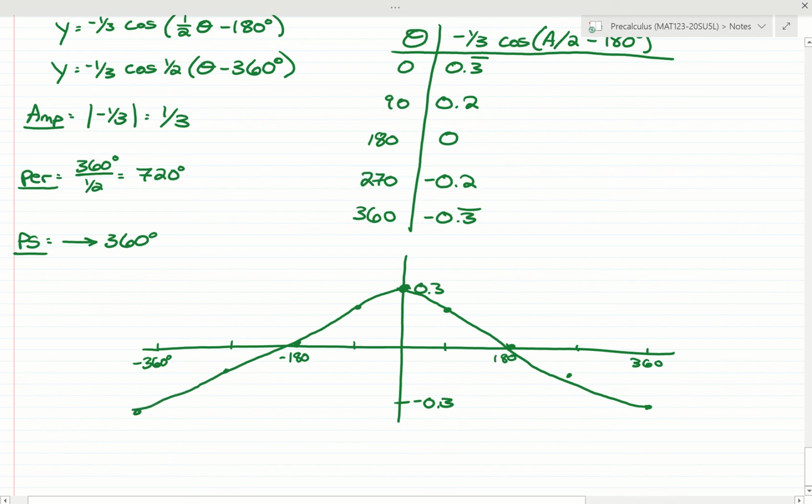And you could always plug in points. Plug in -180, you will see that it's 0. And the period is 720, which is exactly how long that distance is. The period is 720 degrees.